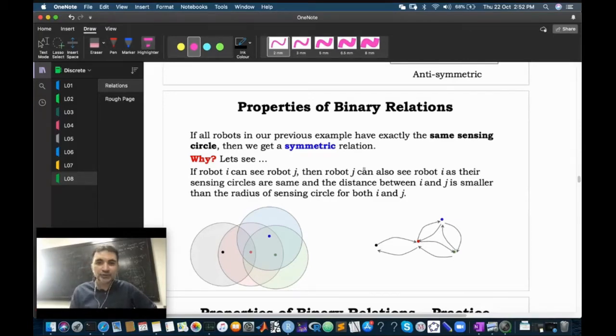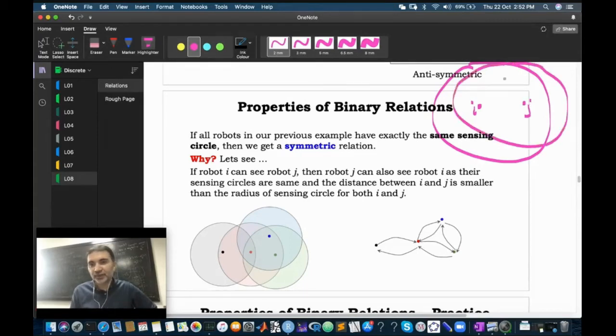Alright, so मेरे पास अगर दो elements हैं I and J, okay, I is some robot and J is some robot. When I say that I can see J, what I mean is that जो I का circle बन रहा है, it contains J. Okay? When I say that J can see I, तो इसका मतलब ये है कि J का जो circle बन रहा है, it contains I. Okay? तो इसका मतलब ये है कि इनके जो circles हैं, वो overlapping है. So what it means is there is a symmetry here.